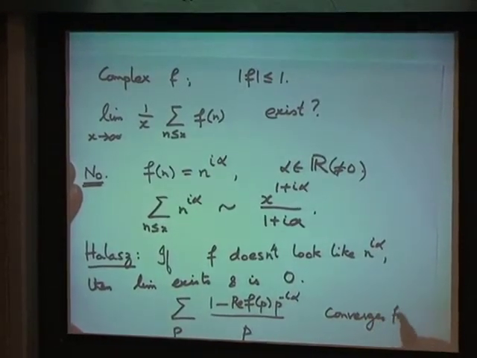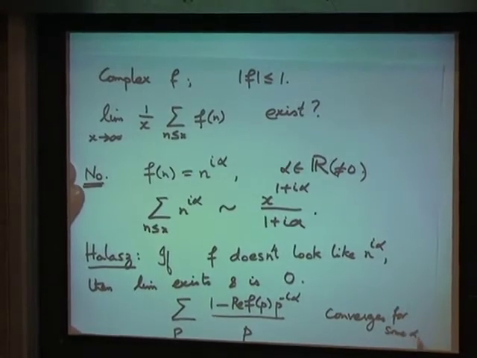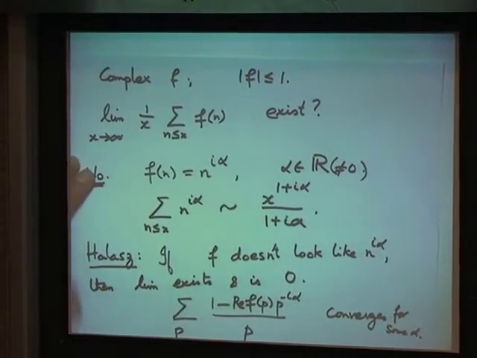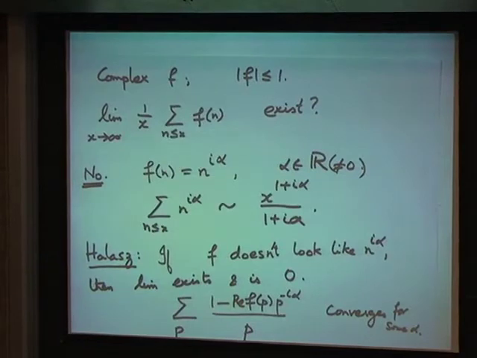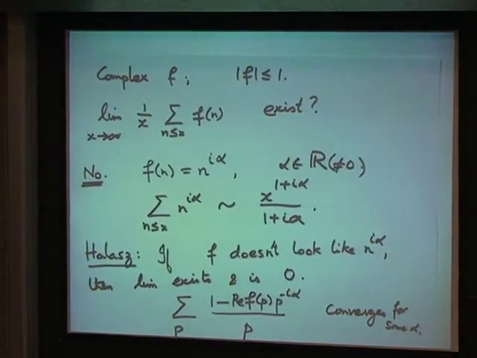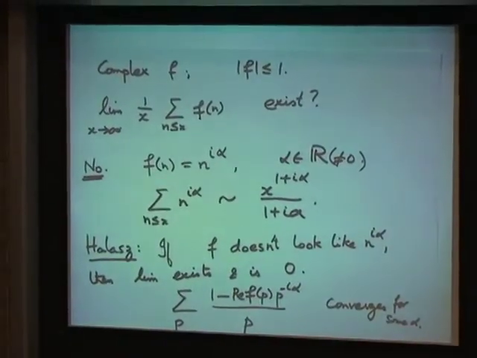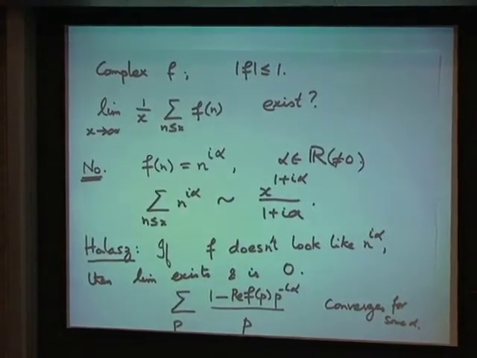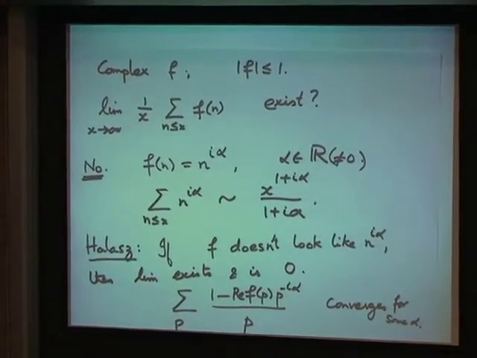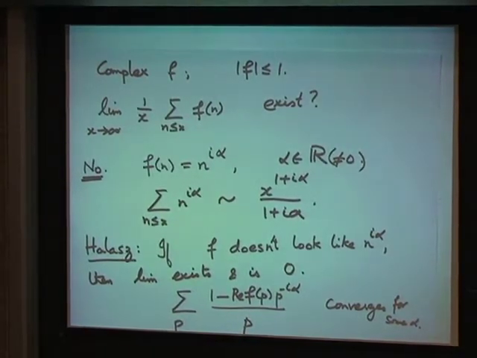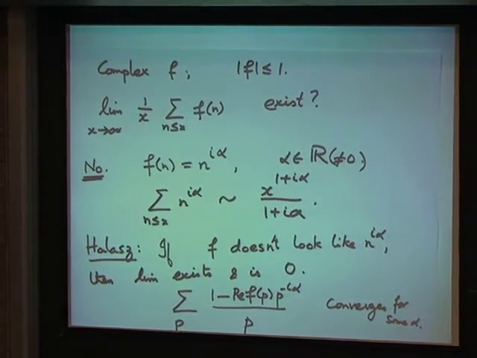for some alpha, then I would say that f of p looks like p to the i alpha, right? And in that case, the limit doesn't exist. If it diverges for every alpha, then the limit exists and is equal to 0. I can leave it to you as an exercise that if you take two different values, alpha and beta, the sum can't converge for two different values. If it converges, it converges for a unique value of alpha. That's easy to see because p to the i alpha can't look like p to the i beta for different values alpha and beta.